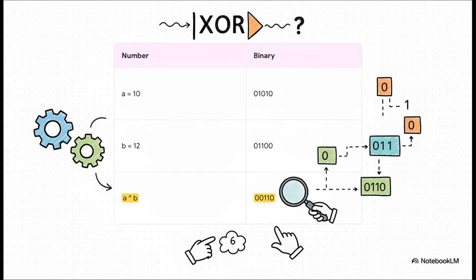Let's see XOR with our friends 10 and 12. Look at the bits on the far right. 0 and 0 are the same, so we get 0. Next up, 1 and 0 are different, so we get a 1. Then 0 and 1, also different, so we get another 1. The last two pairs, 1 and 0 and 0 and 0, are both the same, so they both give us a 0. The final result is 00110, or the number 6. It's just a test for difference.